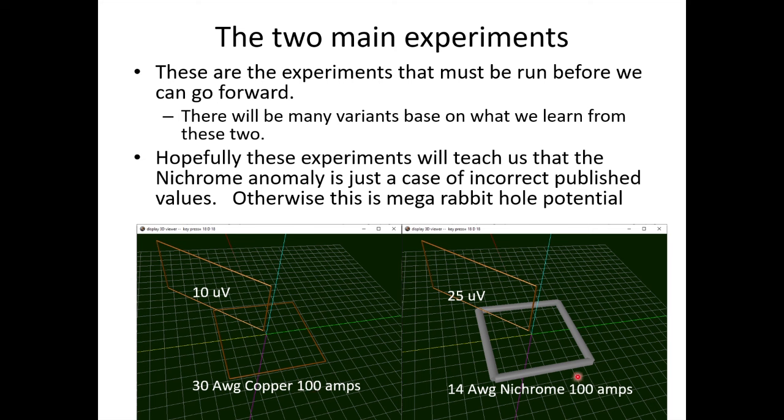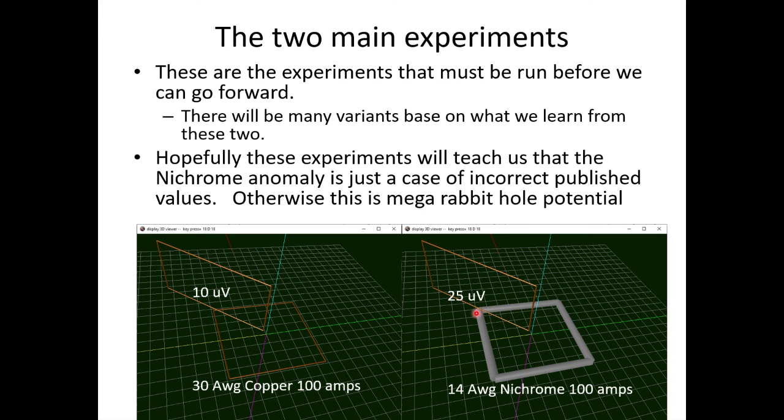Because we're also going to do this with the nichrome wire. We're going to do 14 gauge nichrome, 100 amps. According to physics, that should be, well, I've picked a value that I believe is fair for nichrome. We'll find out about this. That's going to give us 25 microvolts, which is within the realm of measurability at the corner of a nichrome square loop.